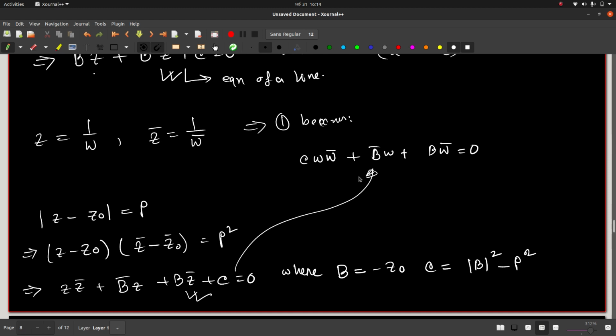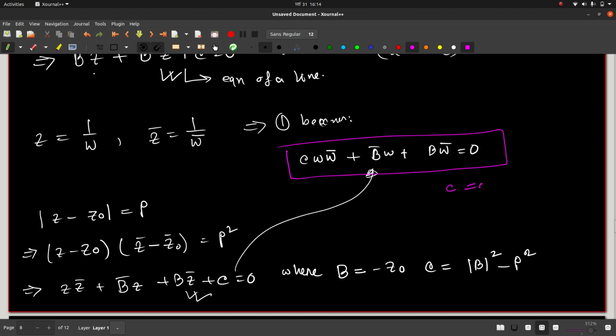Alright, and in this case our equation is showing a behavior where c equals 0. So what does that mean? That means the modulus of b squared is equal to rho squared. It's just indicating the radius, and the circle is actually going through the origin. So that's about it.